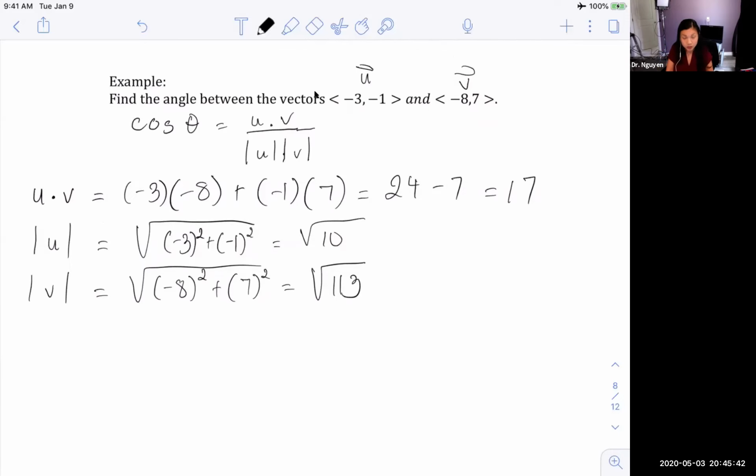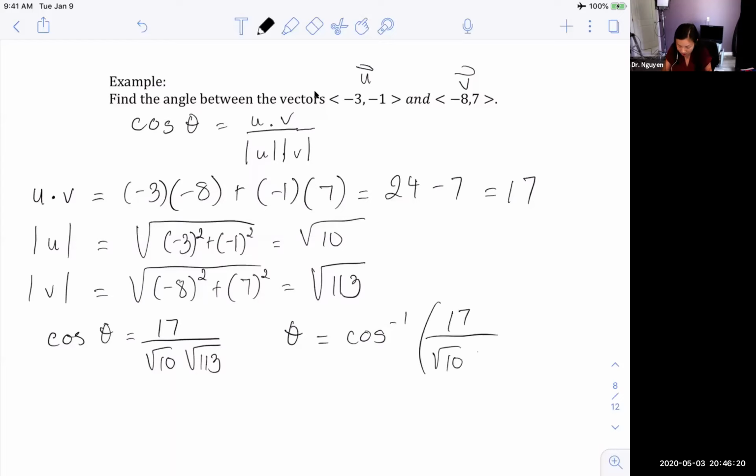So don't forget right here, we're trying to solve for theta. So I'm going to put everything in. We know that cosine of theta is going to be 17 over square root of 10, square root of 113. All right, I'm going to try to use the calculator just one time. So if you want, you can solve for theta. That's just the arc cosine of 17 over square root of 10, square root of 113. Okay, now we can use a calculator.